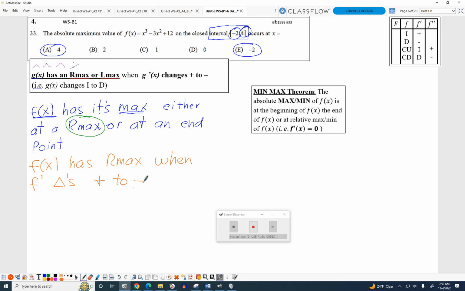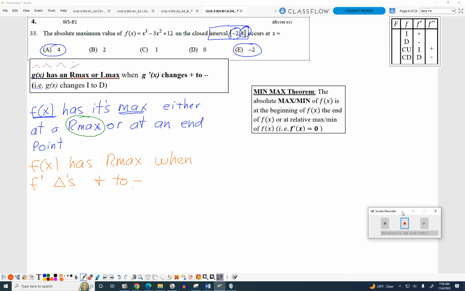So F has a relative max when F prime changes positive to negative. Okay? We have no pictures to look at, so we're going to learn a new method today. We're going to learn what's called a sign chart. Sign meaning positive, negative, or zero. And we want to make a sign chart of F prime, because we need to determine when F prime changes from positive to negative. Questions about anything?